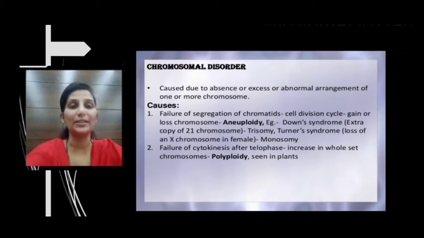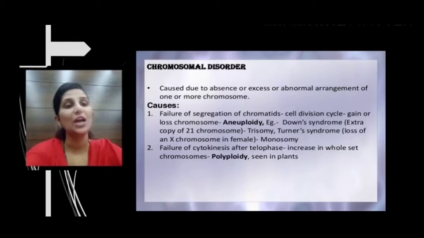Whereas polyploidy, we know we are 2n diploid. We have two sets of haploid chromosomes. So this failure of cytokinesis. What is cytokinesis? It is nothing but the division of the cytoplasm and is followed after telophase. So failure of the cytokinesis after telophase results in an increase in number of sets of chromosomes, and this is called as polyploidy, which is seen in plants.